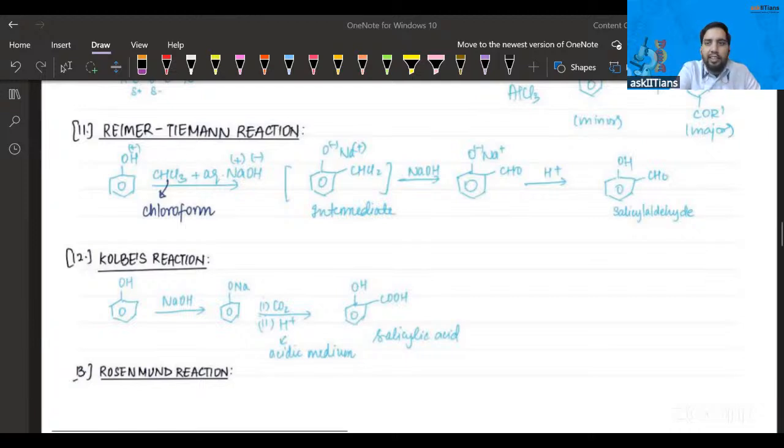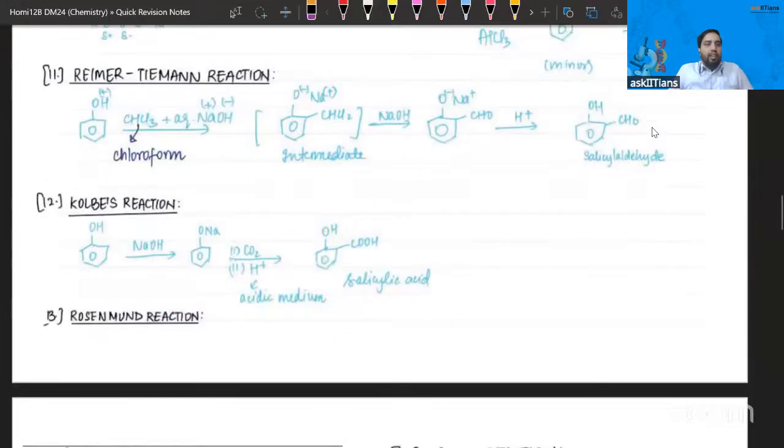Okay, next are reactions from alcohols, phenols, and ethers. In alcohols and phenols, the next reaction is for phenols. This is a very important reaction. For JEE, this is important. Now, you have to take phenol and react it with CHCl3 in the presence of aqueous NaOH.